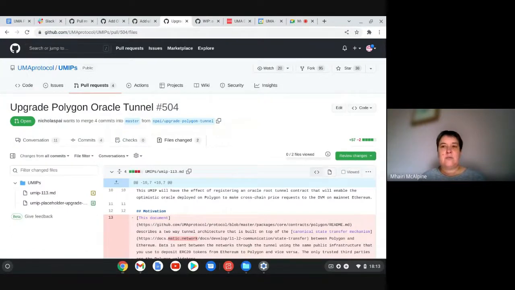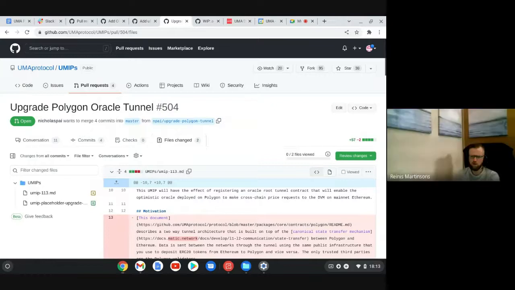Is anybody else familiar enough to speak to the Polygon tunnel upgrade? Yeah. So the proposal effectively was triggered by a recent issue with using a new type of transactions on Polygon, and the dependencies were also updated on this one.